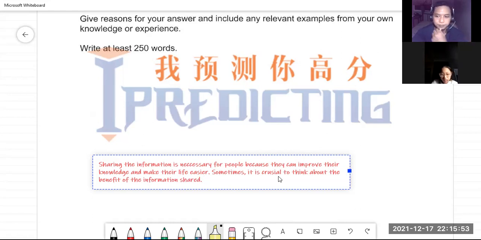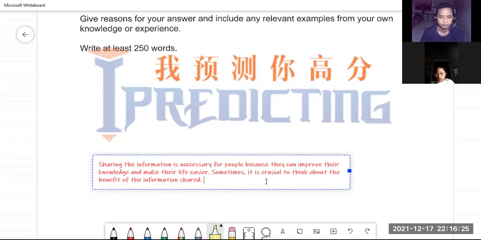Okay, why is it crucial? Can you put more why? Can you explain the word crucial? Crucial means important. It's like important. Do you know important? It's like necessary or important, the same.